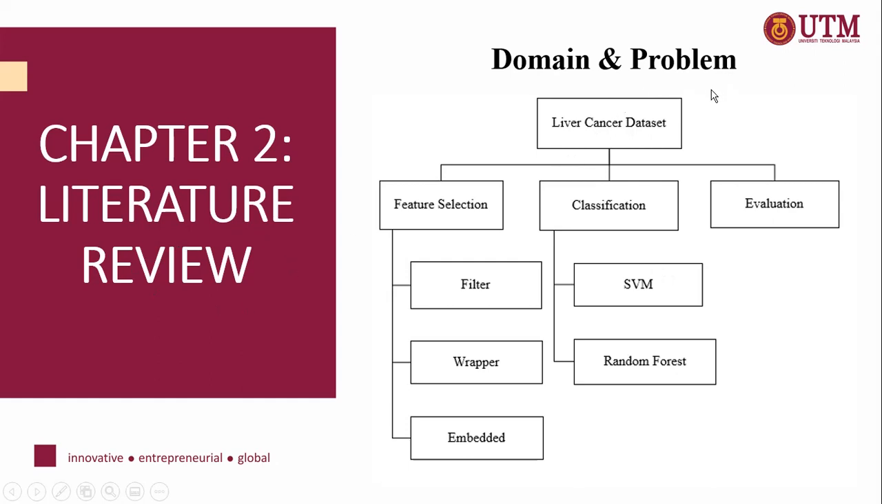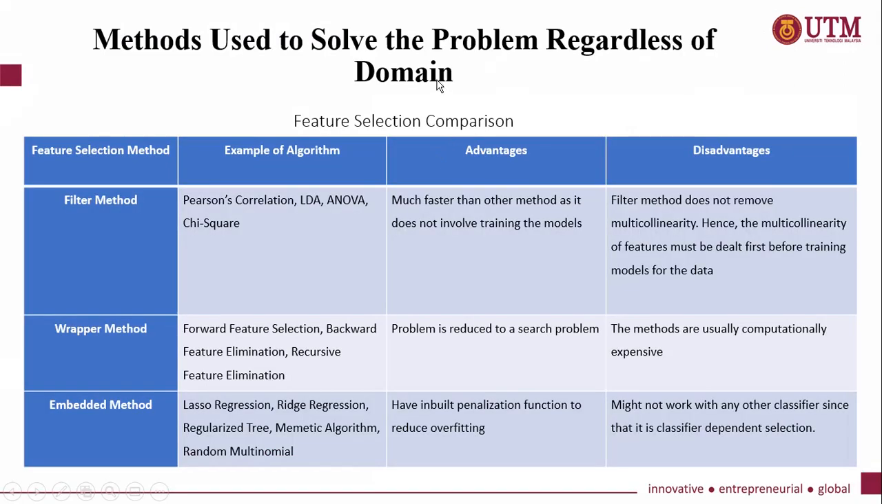So the domain and problem. Literally my domain is liver cancer. These are the methods that I'll be explaining in this literature review. So the problem of predicting the liver cancer dataset will be solved by using feature selection for cancer classification. So there are filter, wrapper, embedded, and for classification it will be explained SVM and also random forest in the thesis. So methods used to solve the problem regardless of domain.